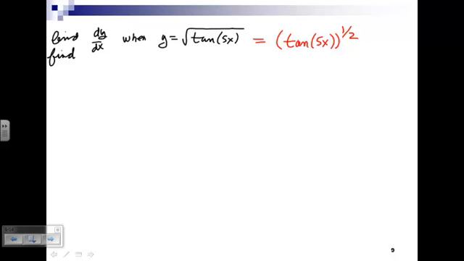And then you lower the power by 1. Keep the inside the same, lower it by 1. So 1/2 minus 1 is negative 1/2.